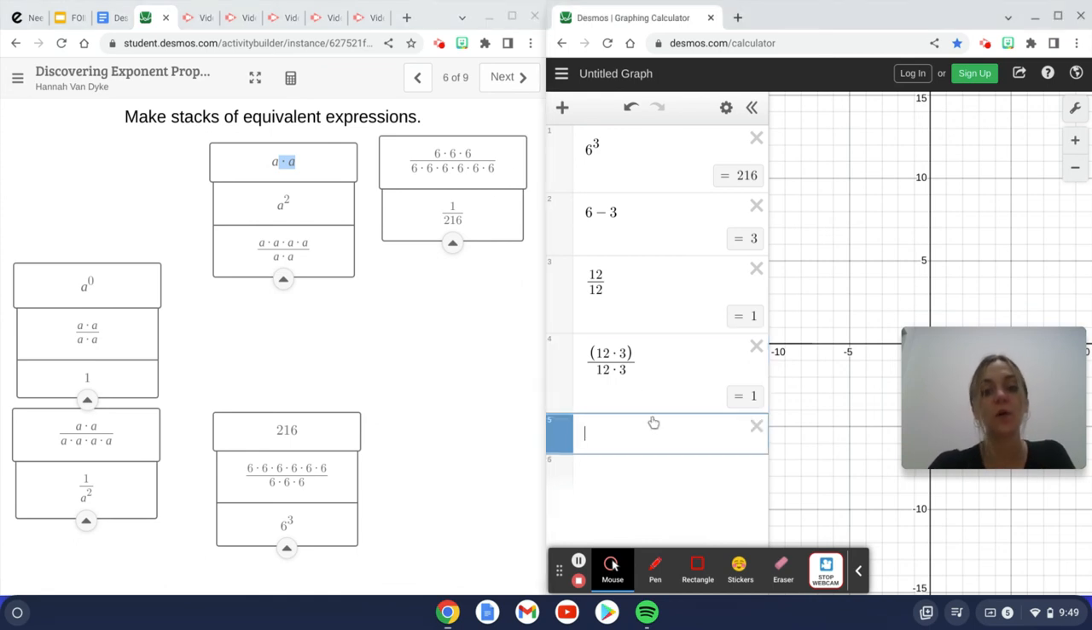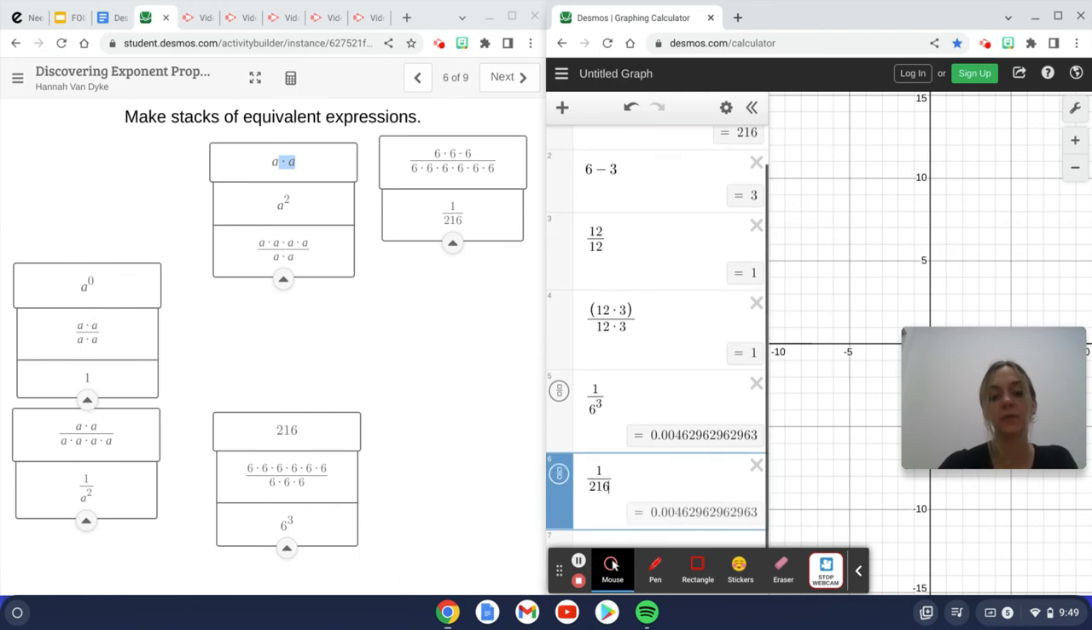So this is 1 over 6 to the third power, because these 3 sixes cancel out with these 3 sixes. So I'm left with a 1 in the numerator and 6 to the third in the denominator, which happens to be equal to 1 over 216.